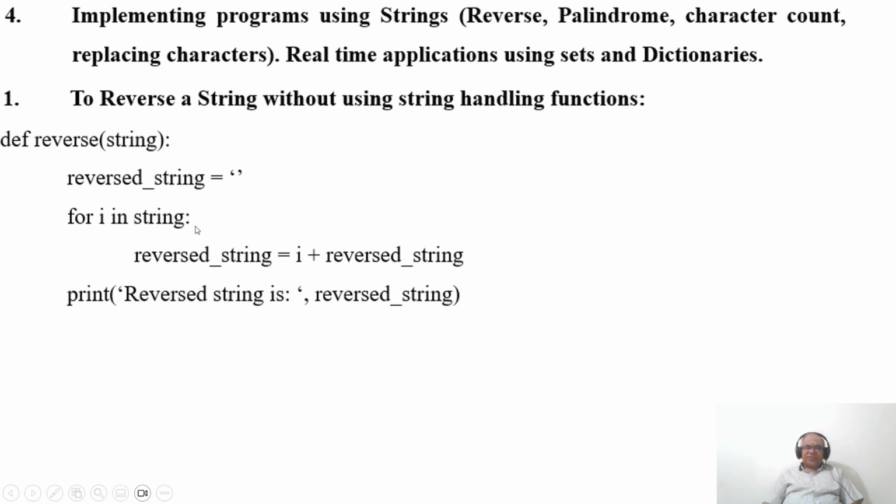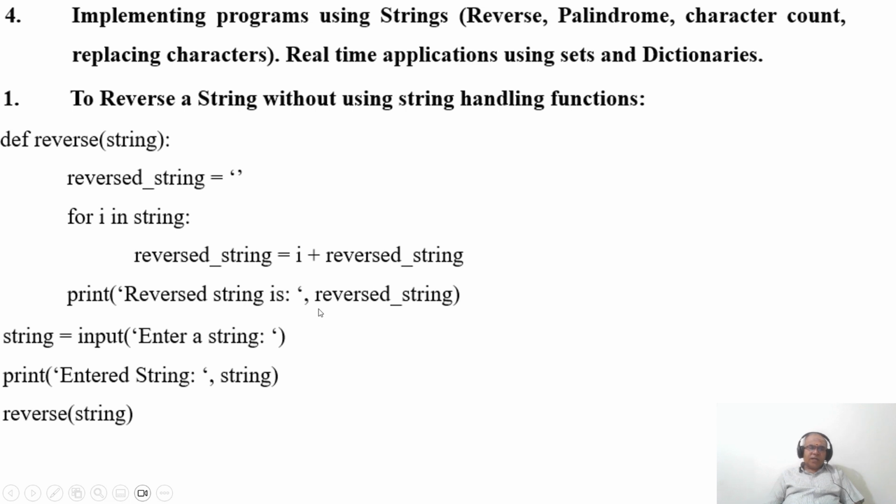Then for I in string, the reverse string equals I plus reverse string. We are going to explain this when we take up the explanation of how to write the program. Then print the reverse string is, of course, whatever the reverse string you want to call as a variable. That variable is called here to print only the reverse string.